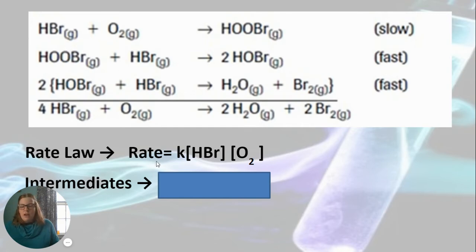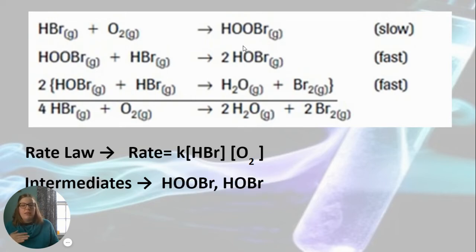So in this case, again, our rate is rate equals k times the concentration of HBr times the concentration of O2, and both of those are to the first order. Overall, our reaction is second order. We could figure out our rate constant if we had some data, and we could move on from there. Just as a refresher, our intermediates in this case are going to be HOOBr as well as HOBr, because they are produced as a product and then used up immediately in the next process. And so both of those are our intermediates in this case.